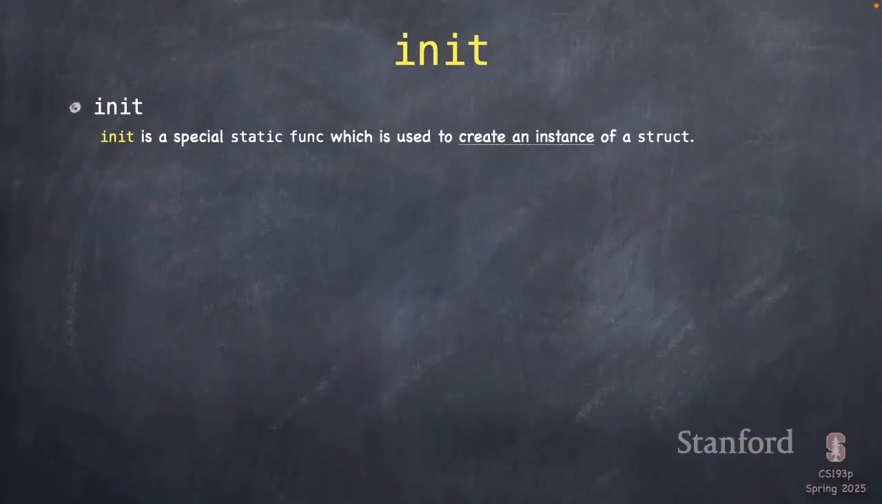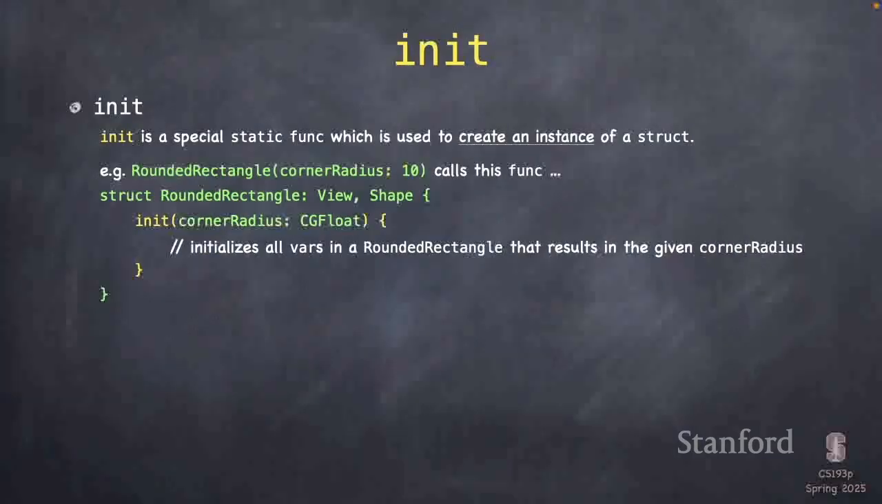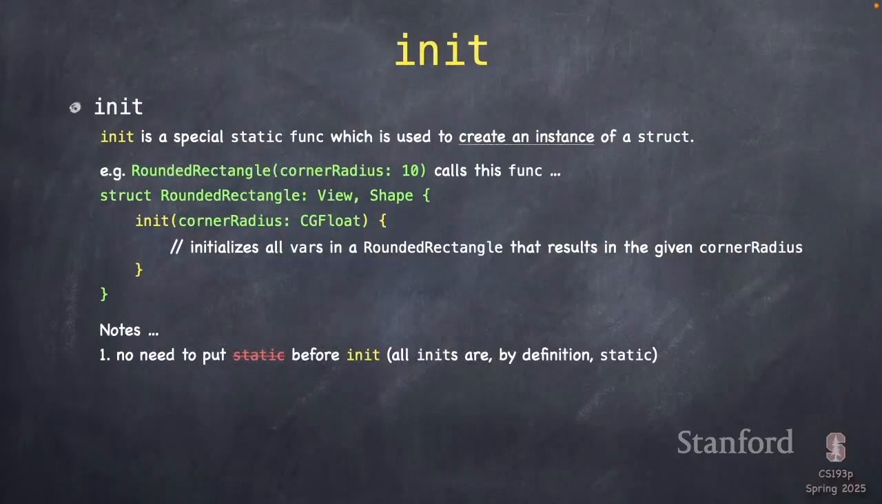Let's go back to init, this special static that we use to create something, and RoundedRectangle is my canonical example here. We see it with this corner radius. Notice I showed you that struct RoundedRectangle behaves like a View and also behaves like a Shape. We know that you can send fill and stroke to it. That's because it behaves like a Shape. But I want to talk a little about the inits here, some notes. One, you don't have to put static in front of init. It is a static function because it's on the type. Obviously, you're creating an instance of that type, so you never put static in front of it.